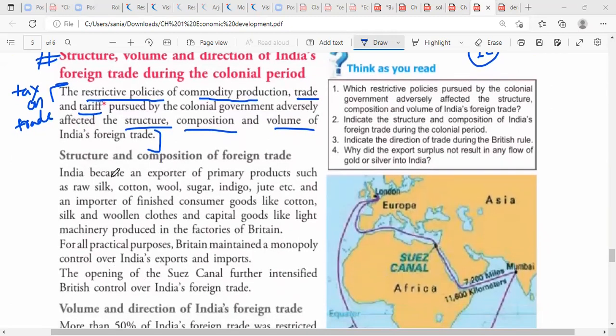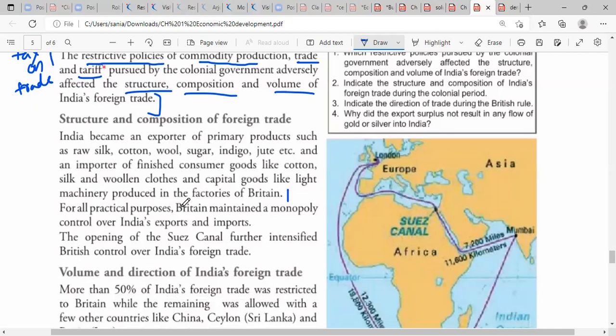So what happened? India became the exporter of primary products such as raw silk, cotton, wool, sugar, indigo, jute, etc. And became importer of finished consumer goods like cotton, silk and woolen clothes, and capital goods like light machinery produced in the factories of Britain. Okay, clear? So what was the structure? India was exporter of primary goods like raw silk, cotton, wool, sugar, and importer of finished goods like cotton, silk, woolen clothes, capital goods like machinery produced in the factories of Britain. Clear? So this was the structure.